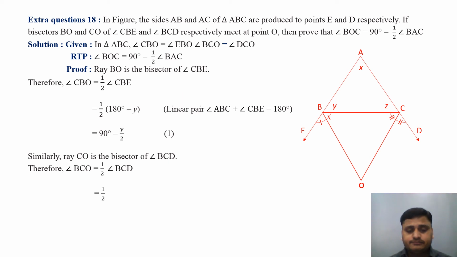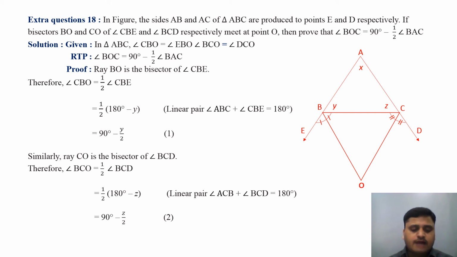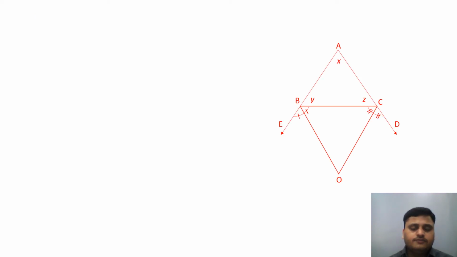After that, in place of BCD, we will write 180 minus Z. Why am I writing 180 minus Z? Because by using the concept of linear pair, angle ACB plus angle BCD is equal to 180 degree. Okay? Till this it is clear? Now half multiplied by 180 gives 90, and half multiplied by Z gives Z by 2. We will call this equation number 2. Okay, after this we will see the same.